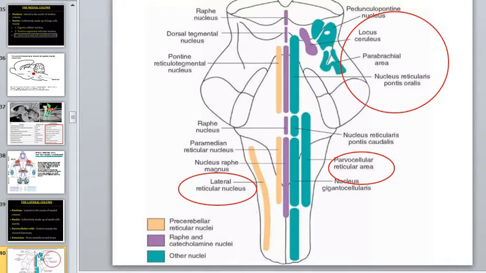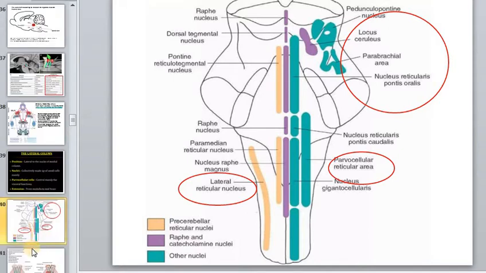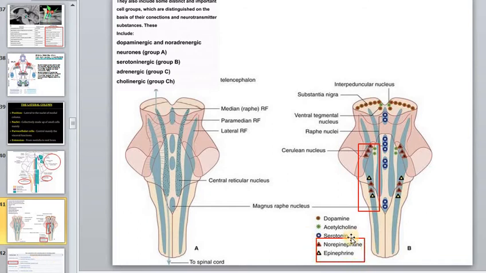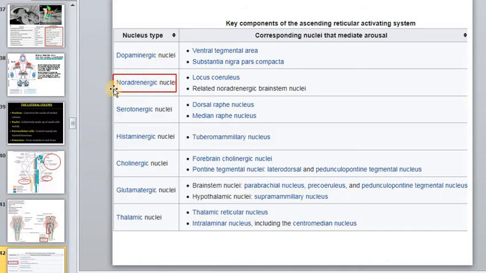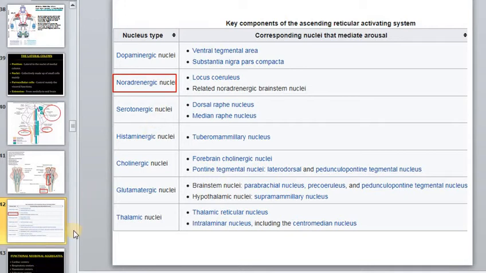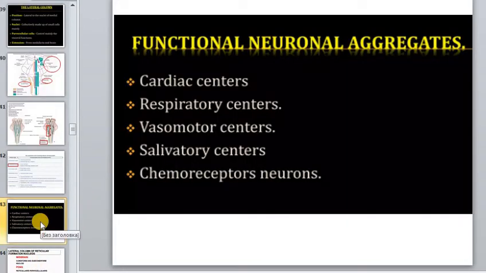And so there are many nuclei, many of them noradrenergic nuclei. So these nuclei produce norepinephrine or epinephrine in the central nervous system. Here we see in this table noradrenergic; sometimes we have this name, norepinephrine, noradrenergic nuclei. And here we know this first locus coeruleus. We discussed this nucleus in the previous practical, and a little bit about its function. This nucleus controls the cardiac centers, respiratory centers, vasomotor centers, salivation, and of course chemoreceptor neurons.